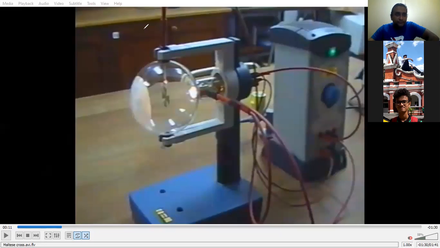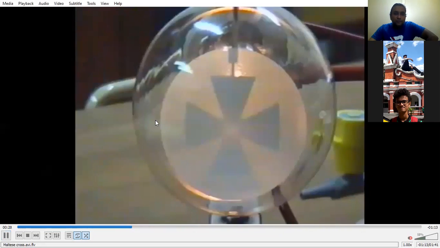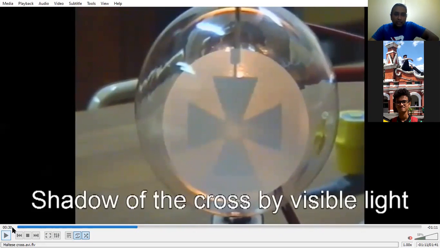So what happened? Now, what we're able to see is, we only on the filament. What will you see? You'll be able to see a shadow on the screen. You can see the shadow of the cross. So we're able to see a shadow on the screen.